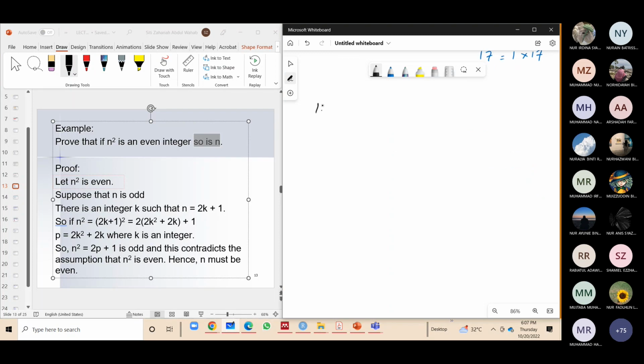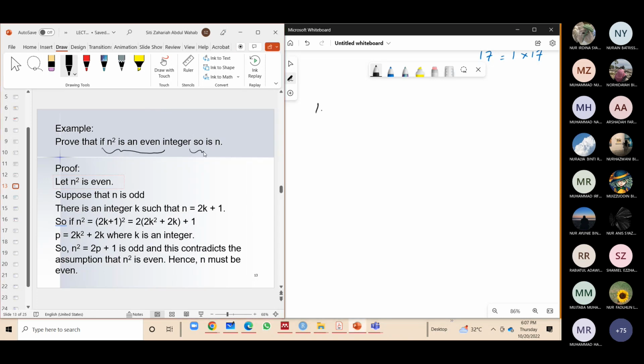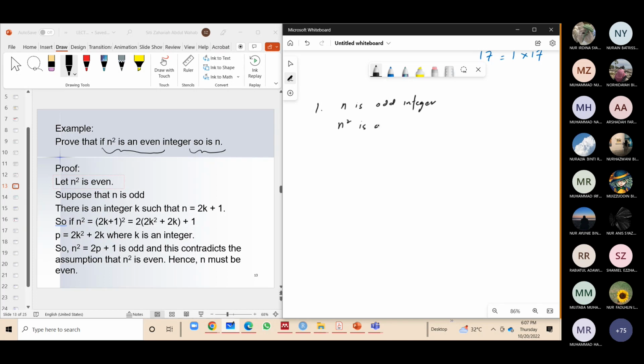So we want to prove this. Here, this is the first statement and this is the second statement. So we take this as our contra assumption. So in this statement, n must be even. In our assumption, we say that n is an odd integer. N is odd, and then n square is an even integer.